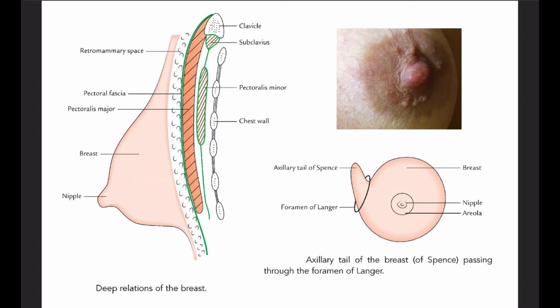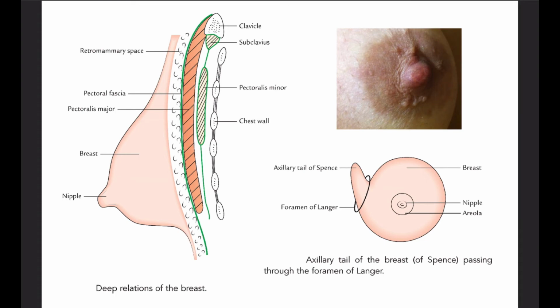cracking. The color of the areola and nipple varies with the complexion of the woman. If the woman is dark-skinned, the areola and nipple might be darker, and if she is fair-skinned, the opposite. During pregnancy, the areola becomes darker and enlarged.